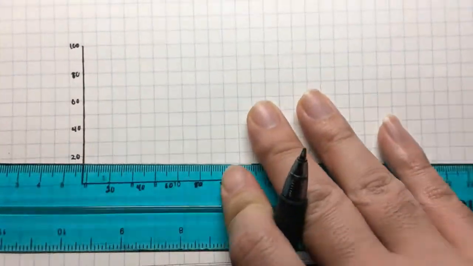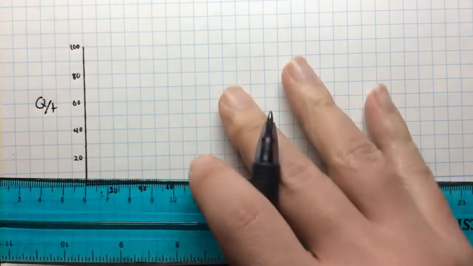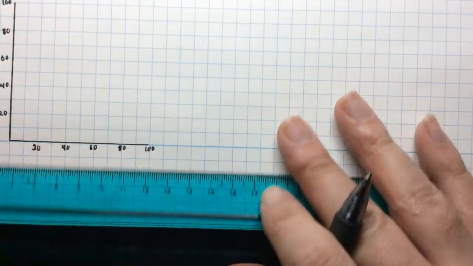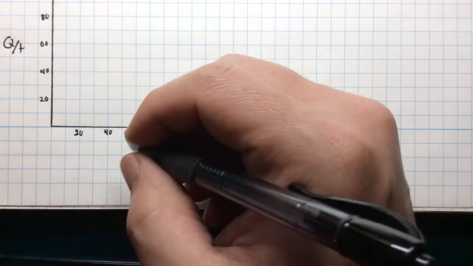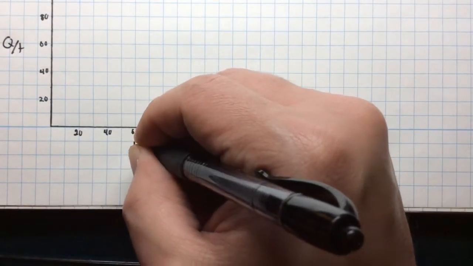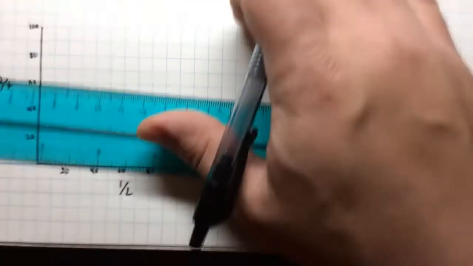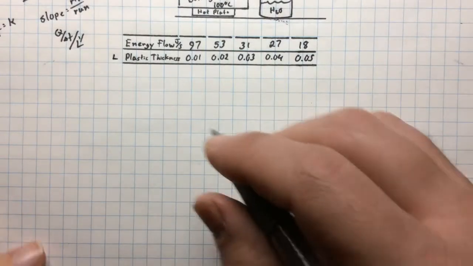So what I'm going to do is graph Q over T divided by 1 over L. So over here, these are going to be Q over T values, and I've already had it scaled out because I knew what these numbers were. And then I'm going to graph out 1 over L. Now, it was already pre-planned, so you got me. But I do not have a 1 over L row.